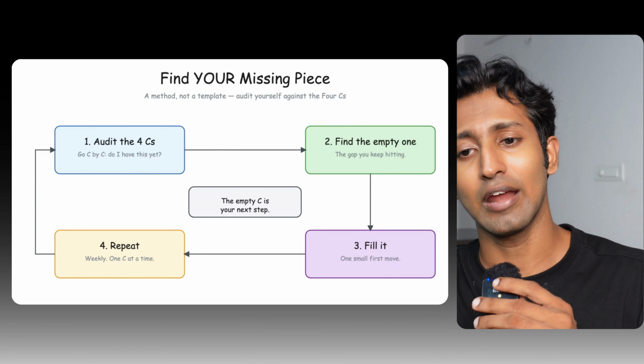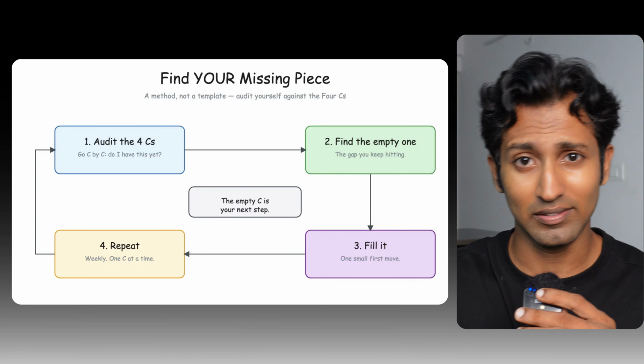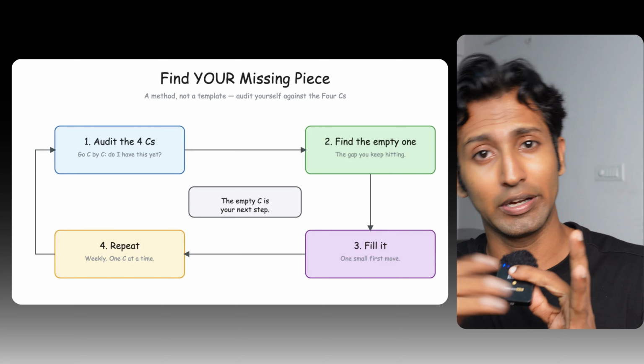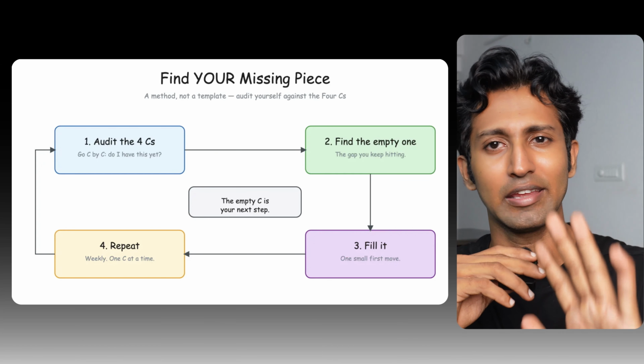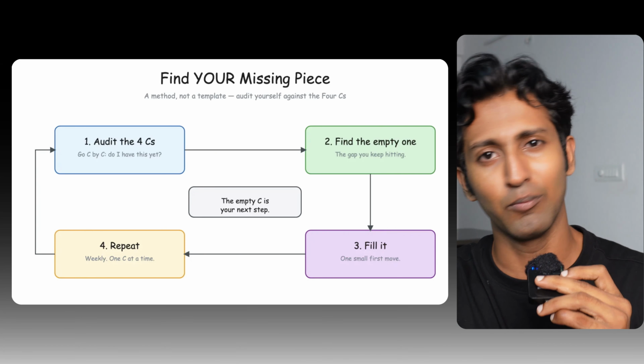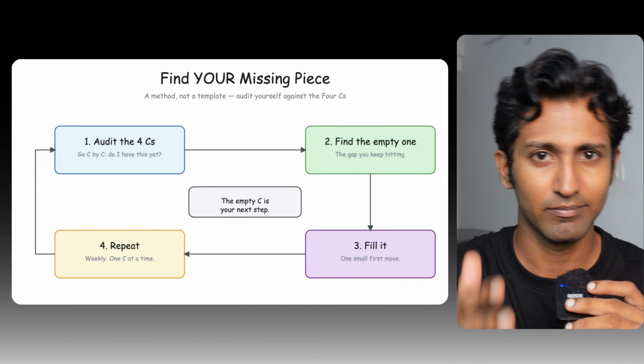So you have to do that to figure out if you are missing a piece before you make it completely automated. Whenever there is an empty C, like if there is context or cadence or anything which is missing, you have to fill that out first and move to the next one. That's what you have to do repeatedly before you automate it.